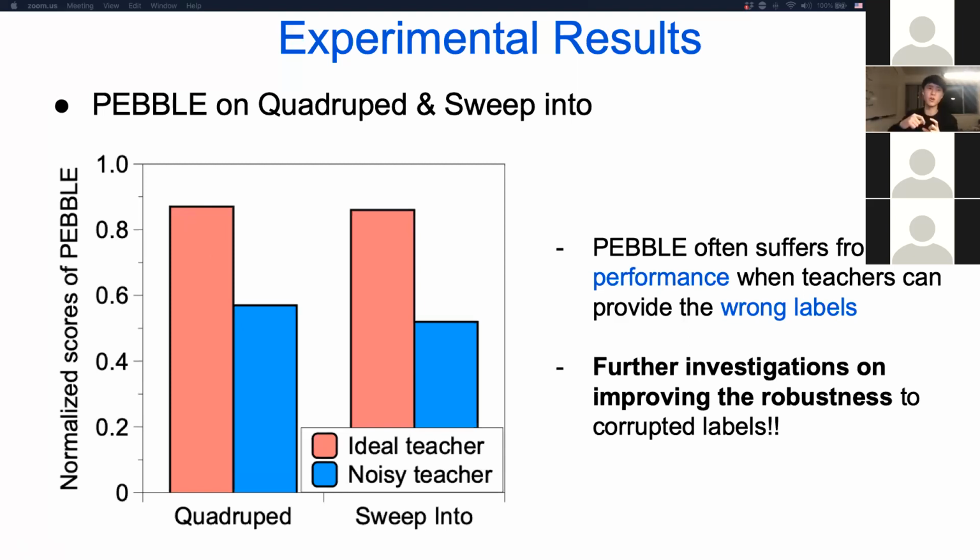So in reward learning, I think we need to incorporate some techniques from handling noisy labels in supervised learning. By doing so, I believe we can maybe improve the robustness of our preference-based learning method.